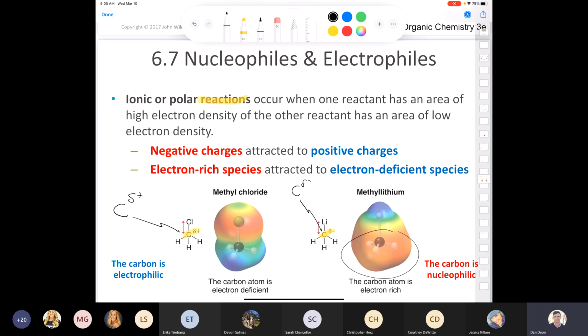Why would it be electrophilic? Because electrophilic means loving electrons, right? Desiring electrons. If you're positive, you're like, bring me some electrons. I want to balance out this partial positive charge.